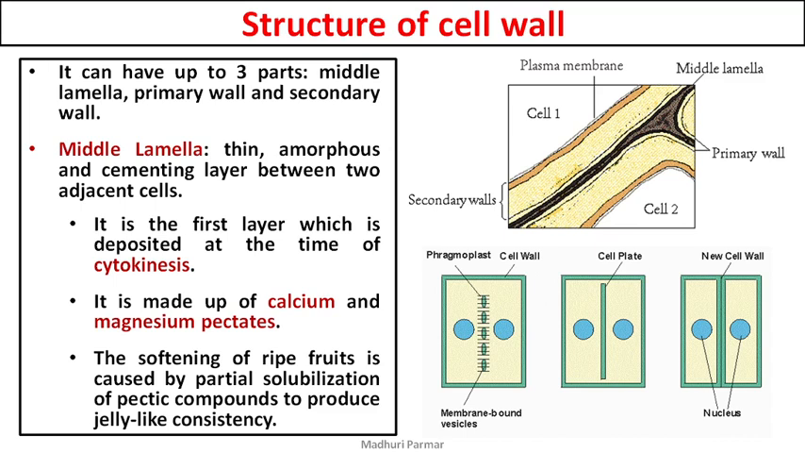This happens because the middle lamella or pectin between the 2 cells is solubilized. It is dissolved by pectinase and other enzymes. These enzymes slowly degrade the pectin, and when the pectin is dissolved, the fruit and the cells become soft. They become less rigid, and it produces a jelly-like consistency.